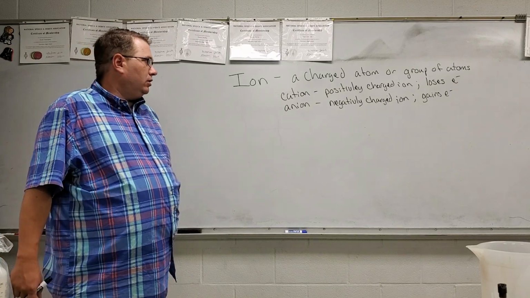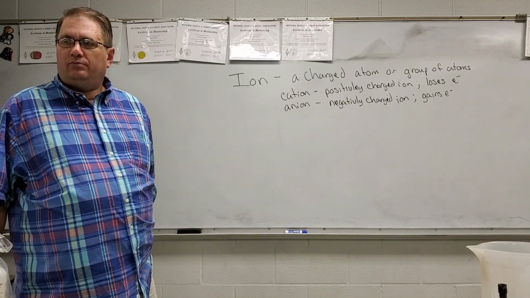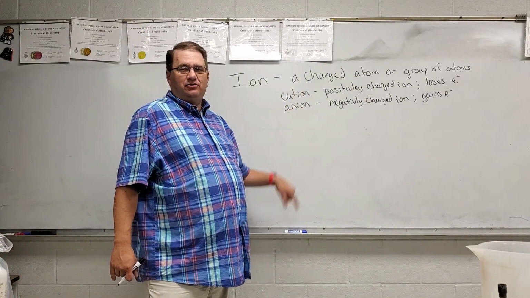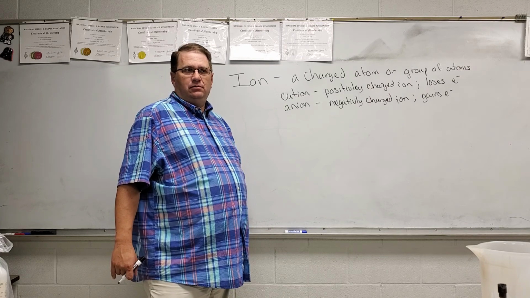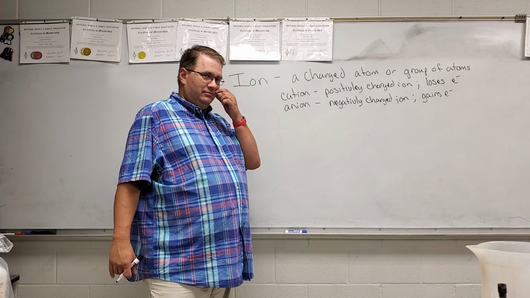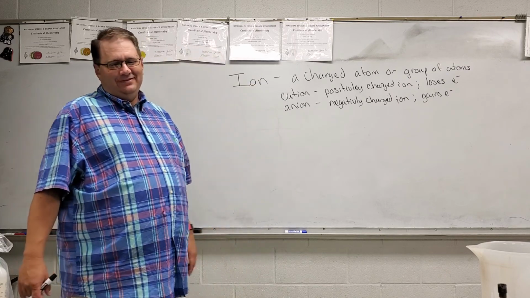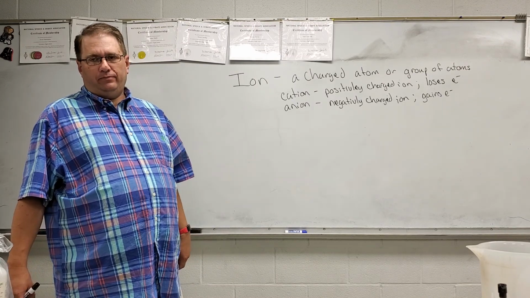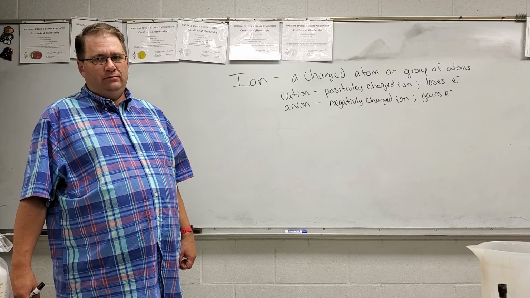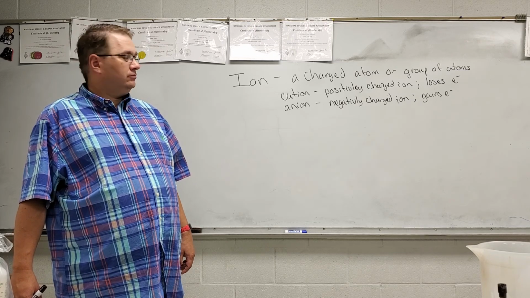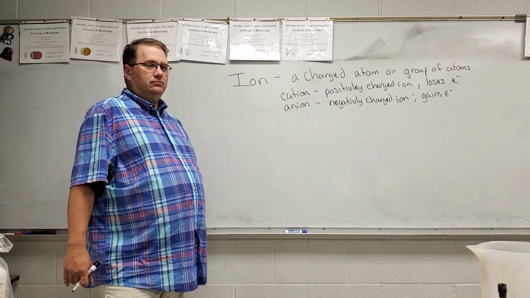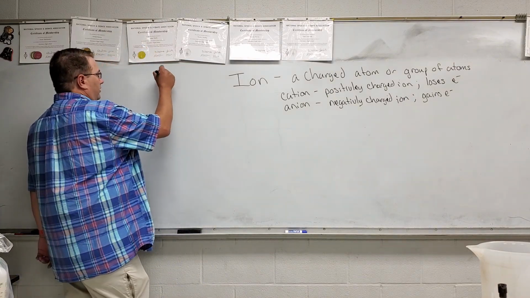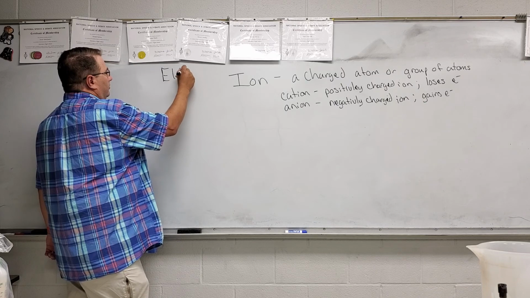All right. The easiest way to remember which one's which is that cation has a T. The T looks like a plus sign, so it's positive. Does that help anybody? Any questions about either one of those? I'll let you get a chance to copy that down real quick. All right. Then we're going to talk about the electron configuration.